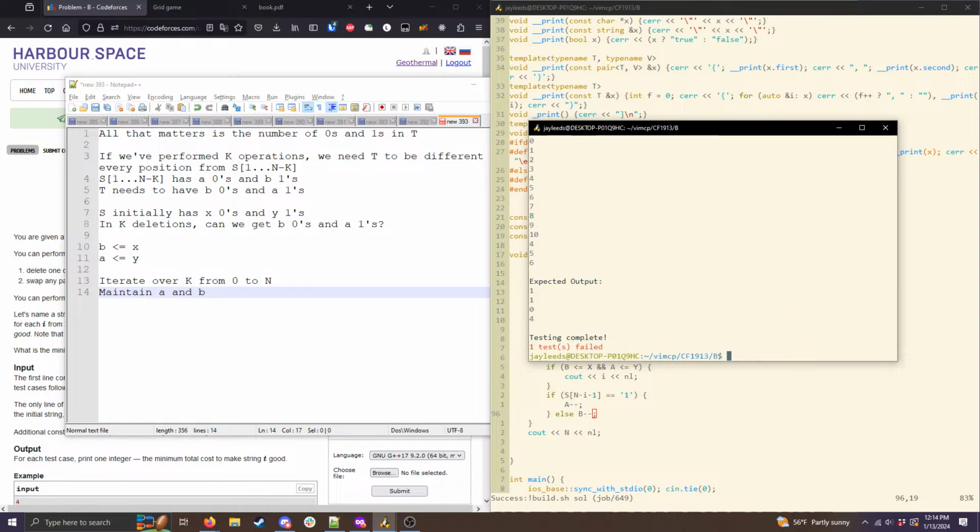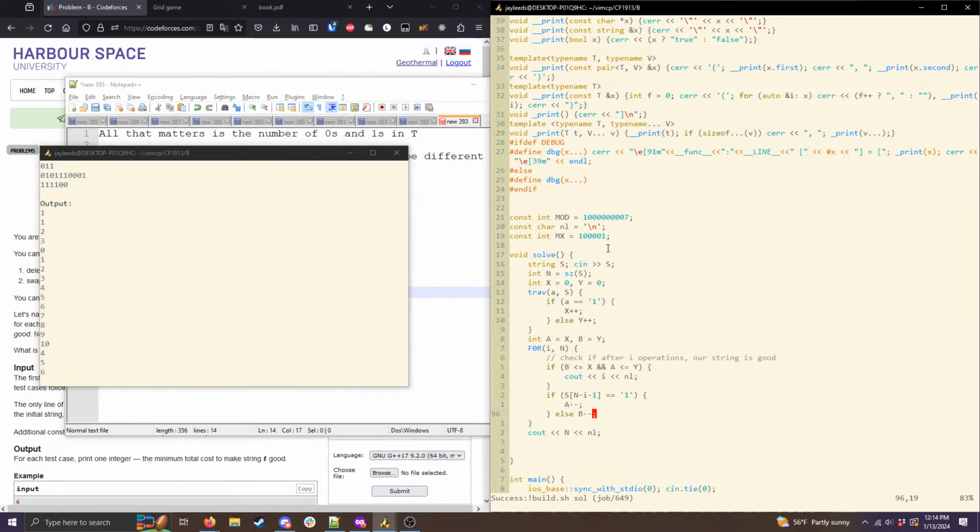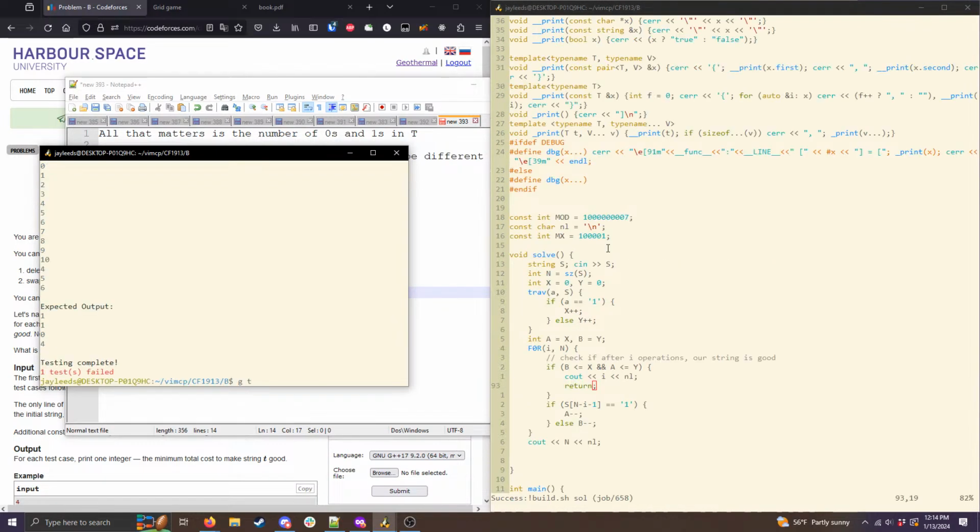So now I'll test it. Looks like it doesn't work. Looks like I output too many lines, so I forgot to return after printing the answer. Simple mistake. And now it looks like we get a C, so I'll copy the path and submit.